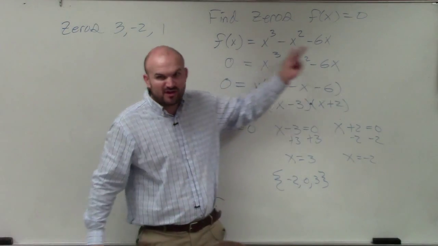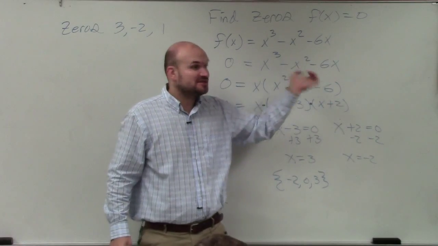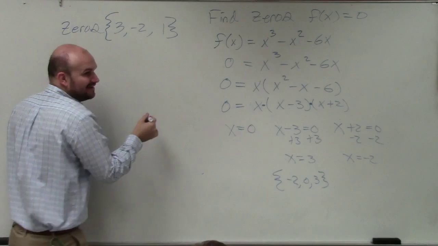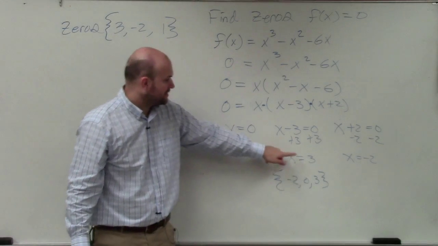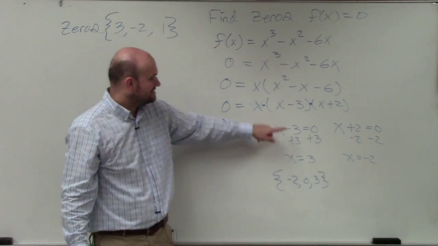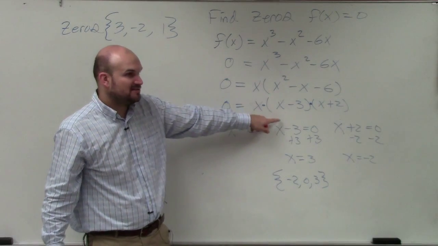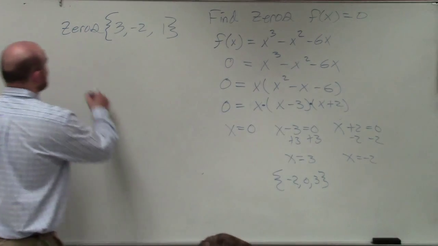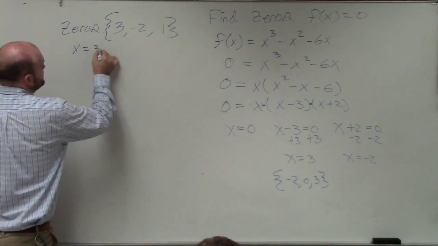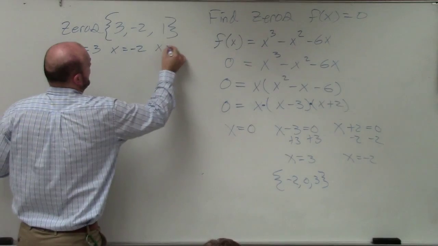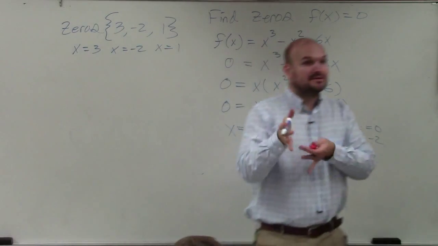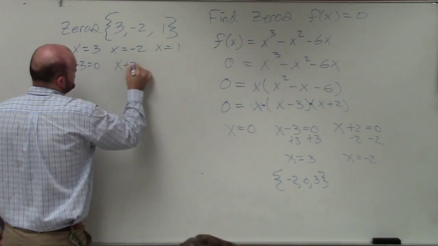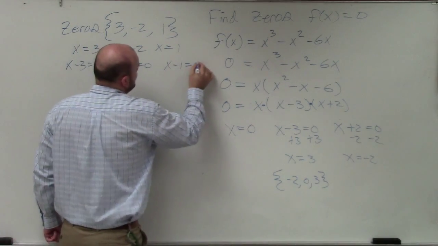is write the function. So basically, all you're simply doing is you guys are given a solution set. And basically, what we're going to do is set them equal to 0, write them as factors, and then multiply them, and we got our polynomial. So first thing I'm going to do is say x equals 3, x equals -2, x equals 1. Then I set them all equal to 0.